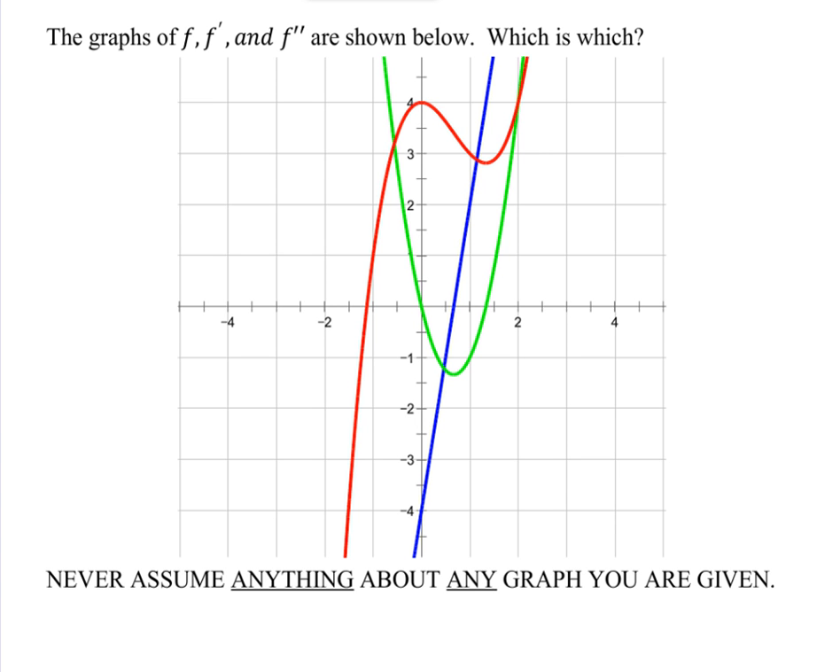What I want you guys to do is take a look at this graph that I've given you, and I want you to figure out which function is f, which one is f prime, and which one is f double prime. And you need to tell me that not assuming anything about this graph at all. Which one is which?